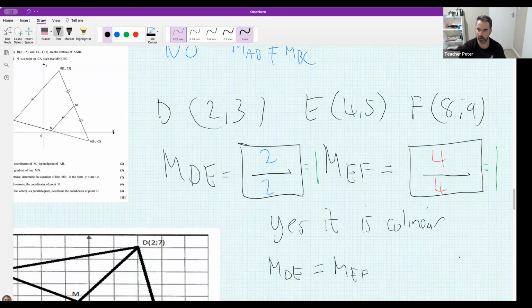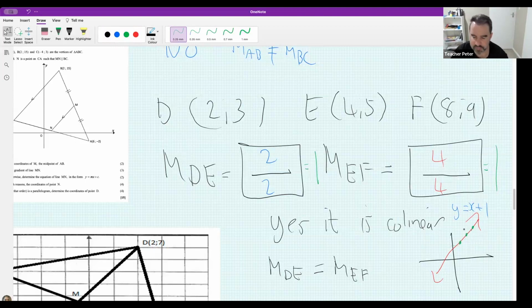And in fact, for bonus points, what is the equation of this line? It's just actually y equals x plus 1. Can you see how to get from x to y, I just add 1? So this is just the straight line, y equals x plus 1. And all these points will fall on the line y equals x plus 1. And so they are, in fact, collinear.